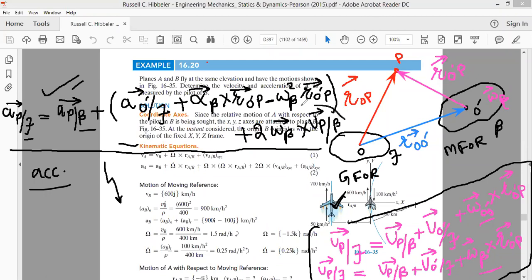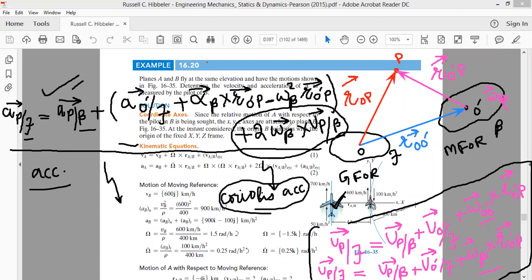As far as this term is concerned, it is a very important and famous term in mechanics. This is called Coriolis acceleration. Sometimes we are even asked in GATE examinations to simply calculate the Coriolis acceleration. It's 2 times the angular velocity of the moving frame of reference, cross product with the velocity of the rigid body with respect to the moving frame of reference. This is called the Coriolis term or Coriolis acceleration.